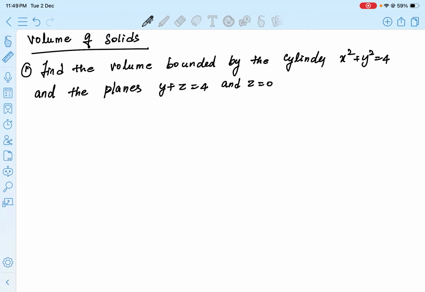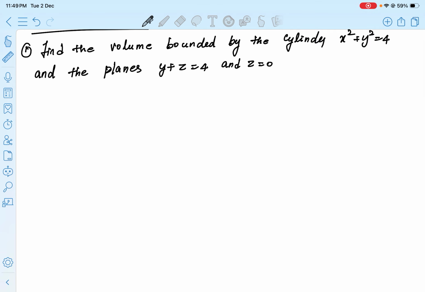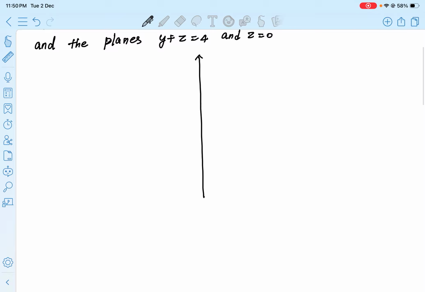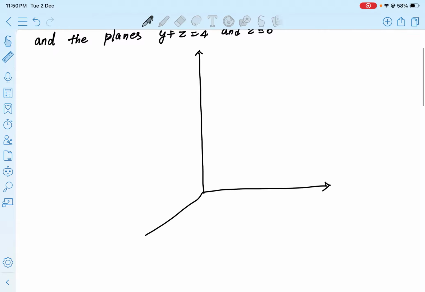Okay, for the cylinder we are going to find the volume. So let us draw the image first. This is your cylinder. So this is going to be your z axis and this is going to be your y and x, y, z. Okay.